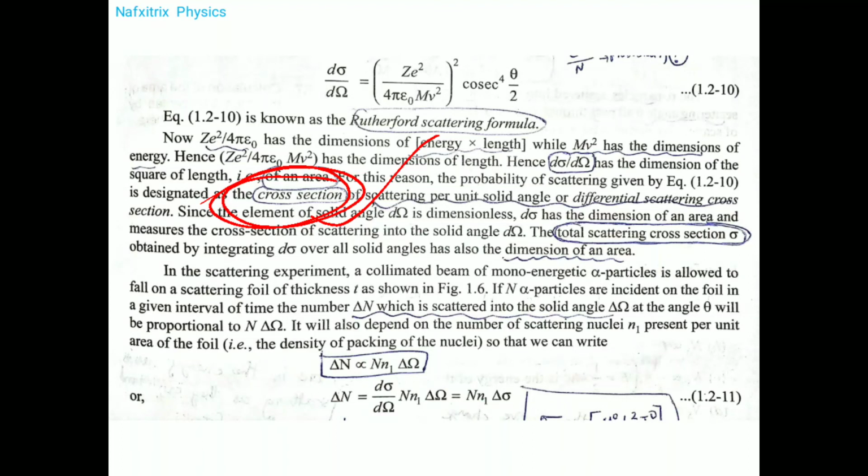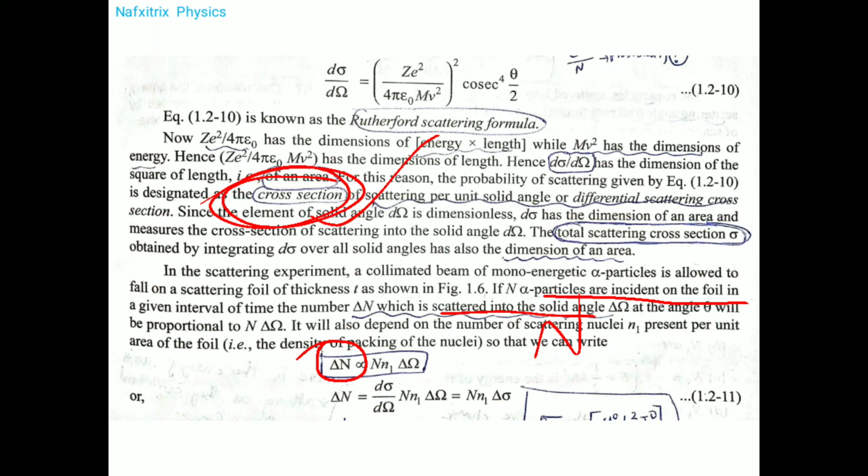And the next thing is, if n alpha particles are incident on the foil, delta n is scattered into solid angle delta omega. The number of particles scattered would be directly proportional to the number of particles falling per unit area. The more alpha particles in a unit area, the more the scattering. If there are 100 alpha particles in a given area, more would be the scattering.